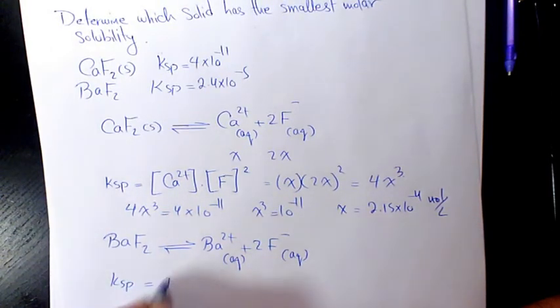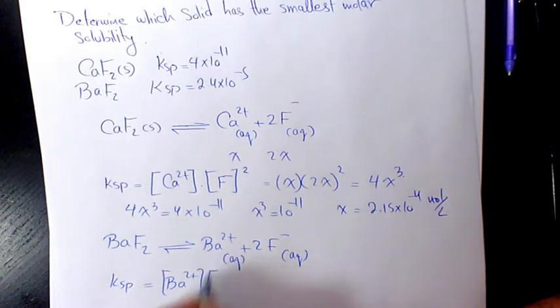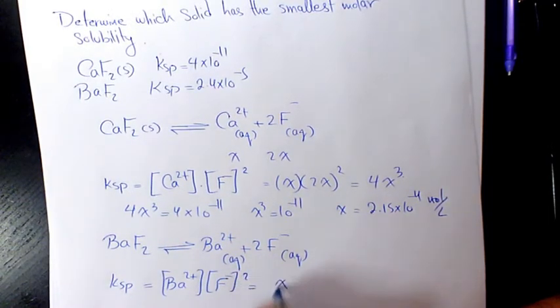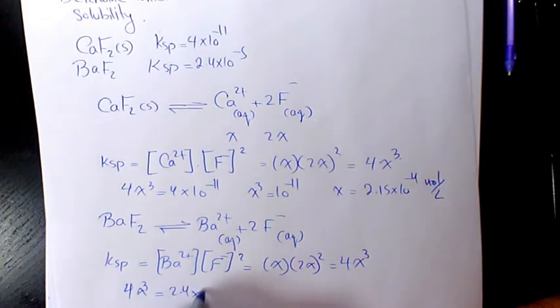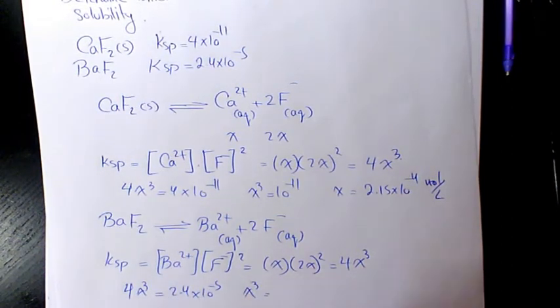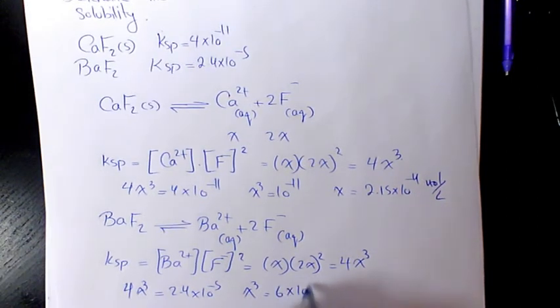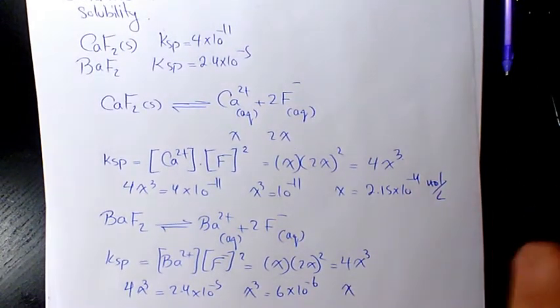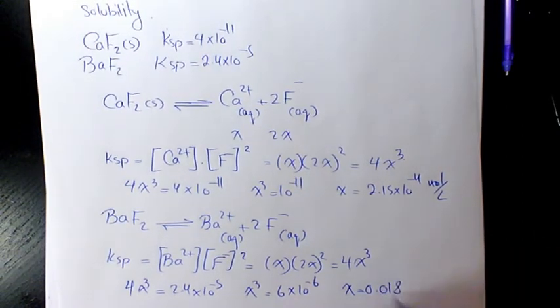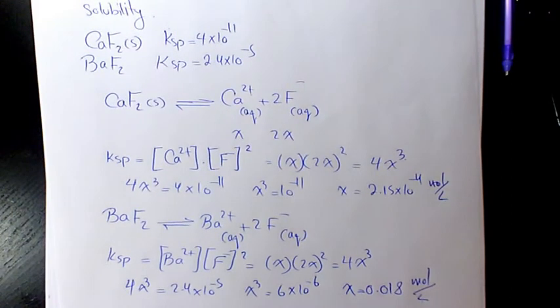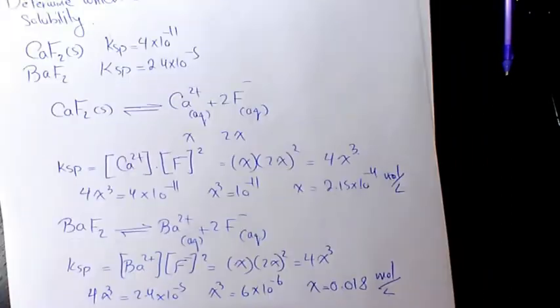Ksp equals Ba2+ times F- to the power of 2. X times 2X to the power of 2, we have 4X cubed. So 4X cubed equals 2.4 times 10 to the power of negative 5. So X cubed will be 2.4 times 10 to the power of negative 5 divided by 4. That's going to be 6 times 10 to the power of negative 6, to the power of 1 over 3. It's going to be 0.018 mole per liter.